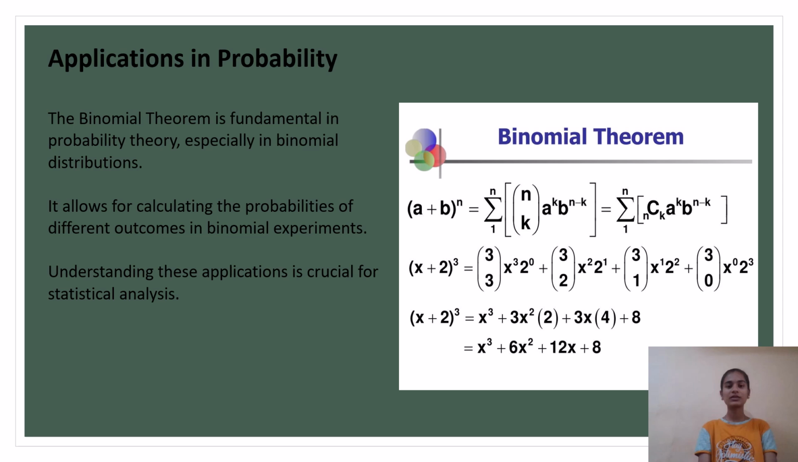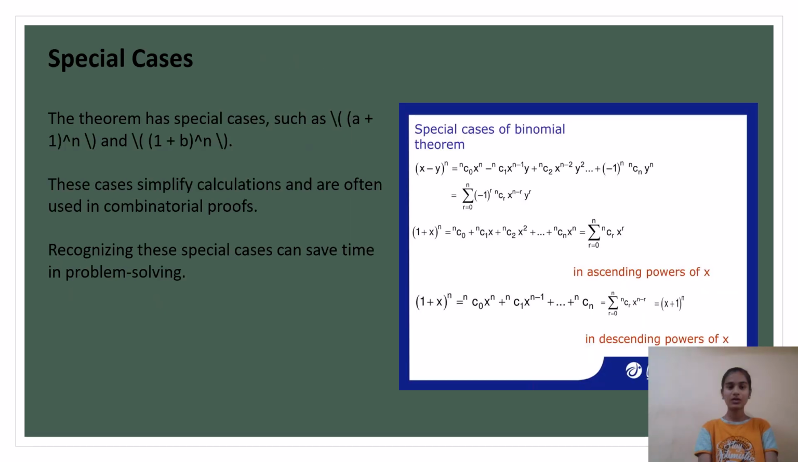Application in probability. The binomial theorem is fundamental in probability theory, especially in the binomial distribution. It allows for calculating the probabilities of different outcomes in binomial experiments. Understanding this application is crucial for statistical analysis. In special cases, the theorem has forms such as (1 + a) to the power of n and (a + b) to the power of n. These cases simplify the calculation and are often used for combinatorial proofs. Recognizing the special cases can save time in problem solving.